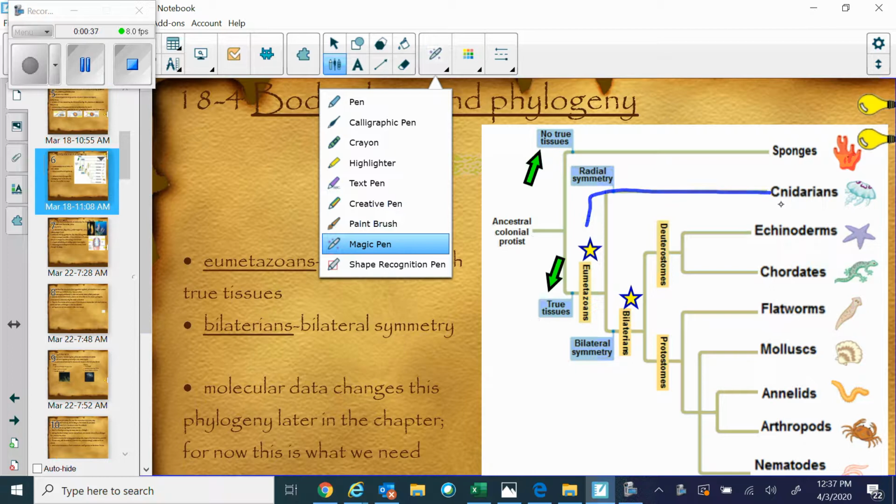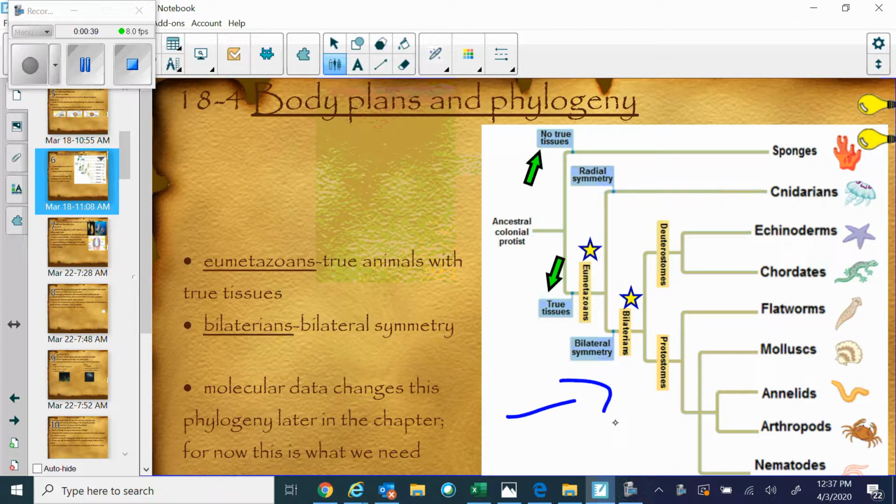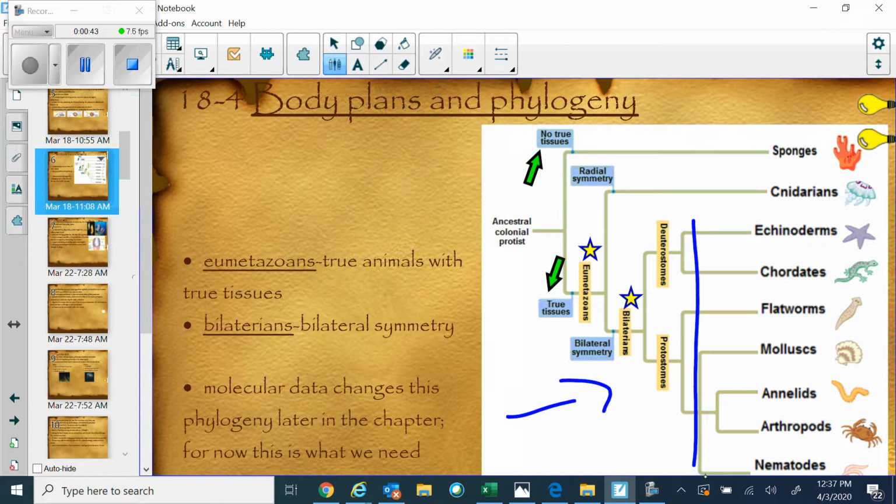Everything over on this side of the cladogram, from here to here, is going to have bilateral symmetry. That's interesting. What it should suggest to you is that these are the most successful creatures because they have the most diversity. This plan works. And then we get to talk about protostomes versus deuterostomes when we get there.